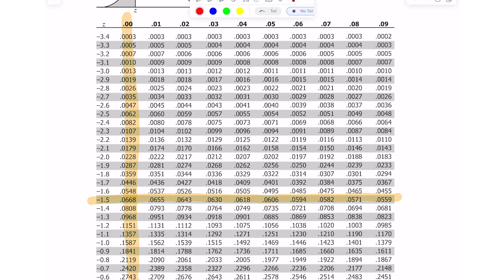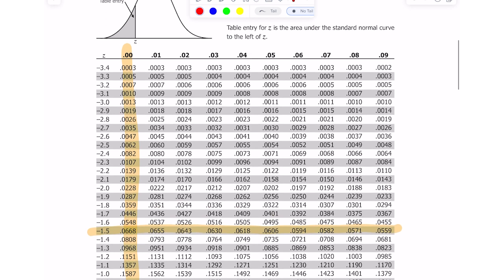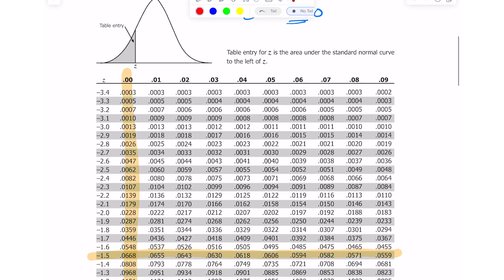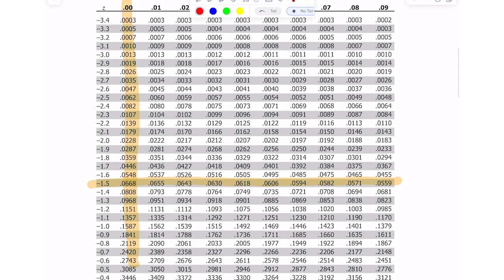If I am looking at the right of where z is, I would need to subtract this number from 1, because the table is always defaulted to shade on the left for this table. There are other types of z tables you can find all over, and you're welcome to learn how to read the other ones, but this one is just to the left of z. So we know our answer is 0.0668.